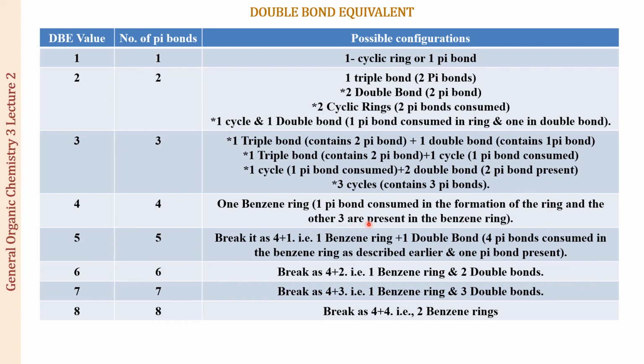One pi bond is consumed in the formation of the ring, and the others in the formation of the three double bonds, right? Next, if the dB value comes at 5, so just break it as 4 plus 1. There is going to be one benzene ring and one double bond that is going to be possible. Alright. Next, if the dB value comes up as 6, so break it as 4 plus 2. This is one benzene ring plus two double bonds. If it is 7, it is 4 plus 3, one benzene ring plus three double bonds. If it is going to be 8, just break it up as 4 plus 4. It can be two benzene rings. So this is going to be helpful to you in thinking about the possible configurations for the structure.